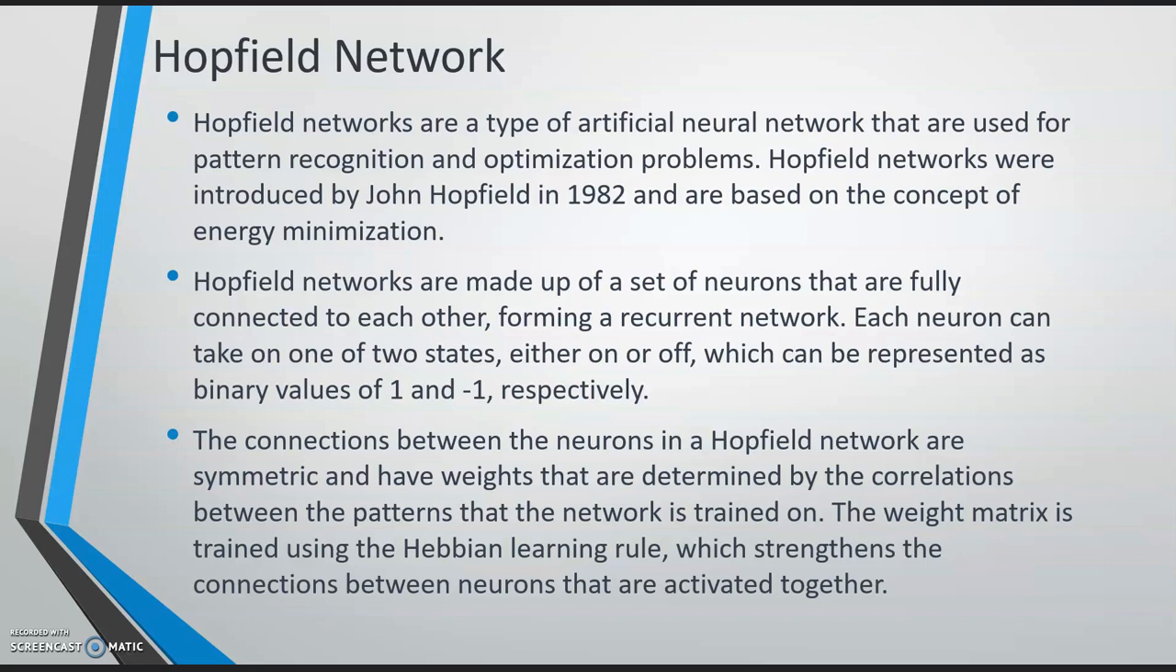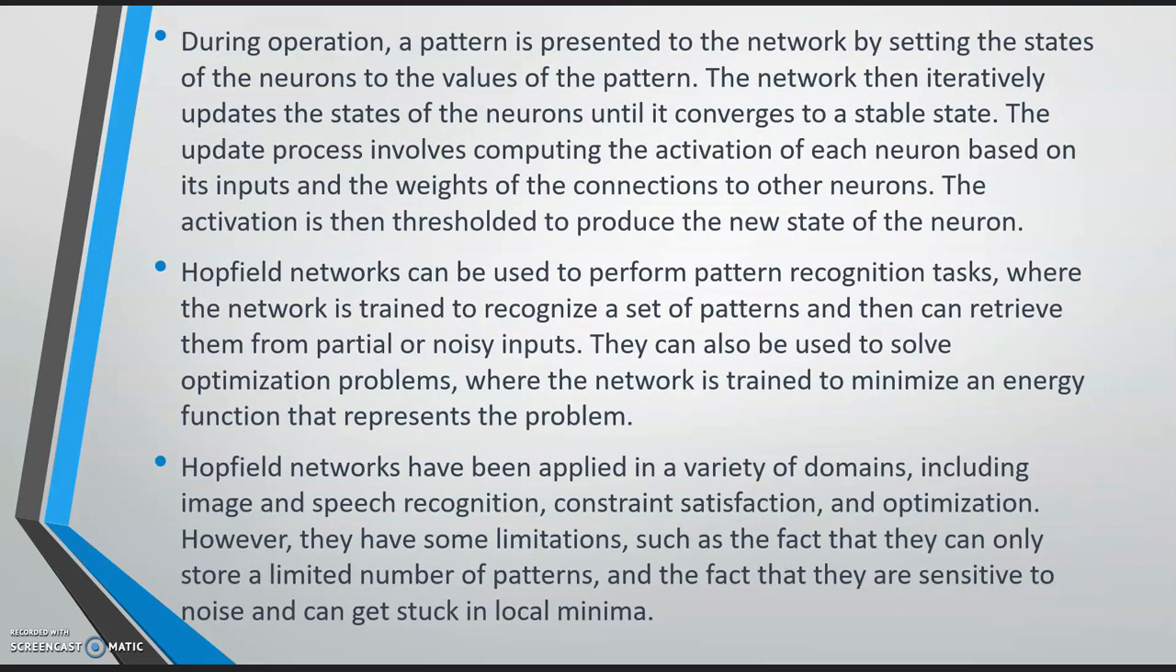Hopfield networks are made up of a set of neurons that are fully connected to each other, forming a recurrent network. Each neuron can take on one of two states, either on or off, which can be represented as binary values of 1 and -1 respectively. The connections between the neurons in a Hopfield network are symmetric and have weights that are determined by the correlations between the patterns that the network is trained on. The weight matrix is trained using the Hebbian learning rule, which strengthens the connections between neurons that are activated together.